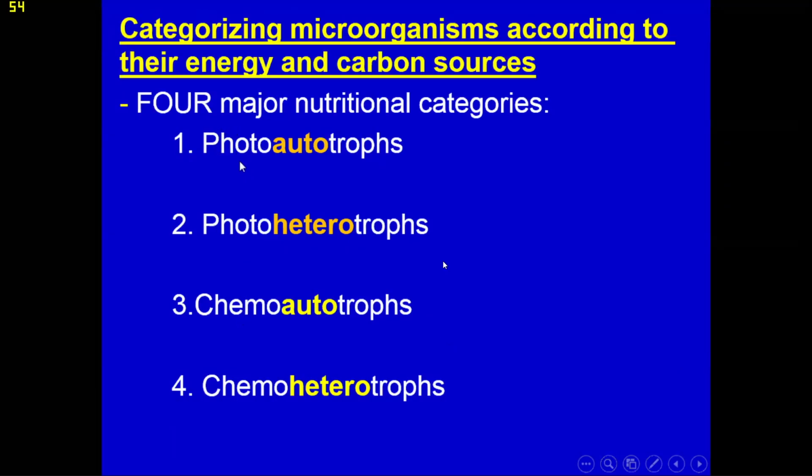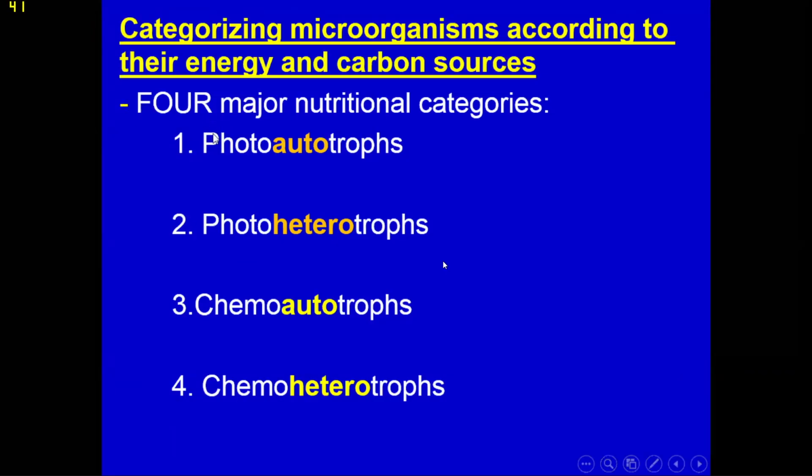The word photo, from the beginning, means light. Chemo means chemical. Auto means they get the carbon requirement from CO2. Hetero means they get the carbon requirement from organic materials.